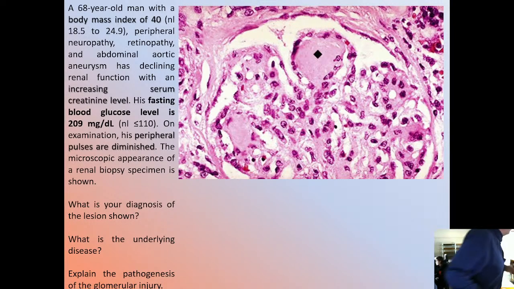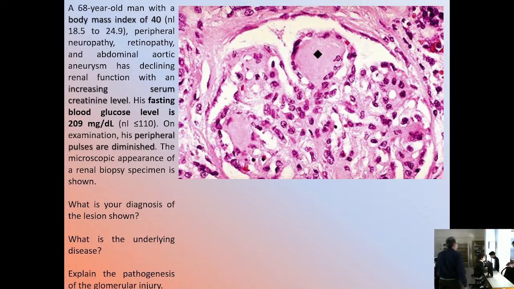So let's finish the kidney cases today. This is a glomerulus we see here, and have a look at the history. This is an obese man who has all these signs of peripheral neuropathy, retinopathy in the eye, abdominal aortic aneurysm probably related to atherosclerosis, and declining renal function with an increasing serum creatinine level.